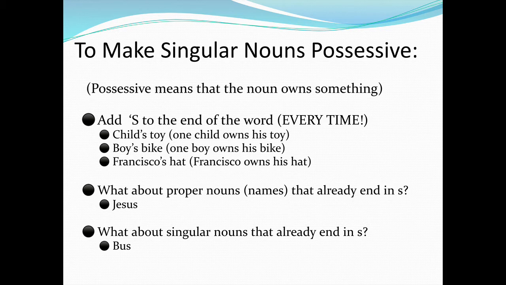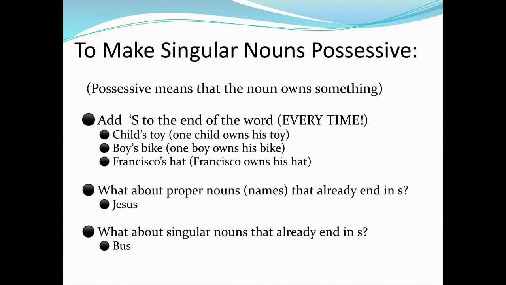In order to make a singular noun possessive, there is literally only one rule. That rule is that you add apostrophe s to the end of the word every single time. That is the only rule you need if you are making a singular noun possessive. So, for example, if you have one child who owns its toy, you go child and then apostrophe s. One boy who owns his bike, boy's. Francisco's hat, Francisco apostrophe s.